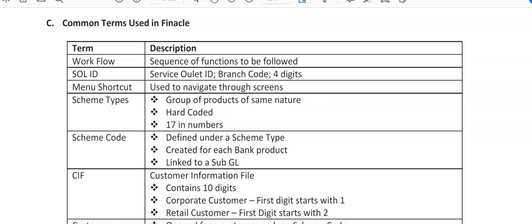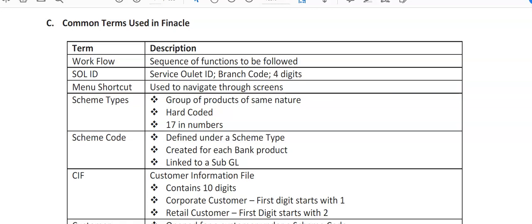KIF is customer information file. So before opening an account, we create a KIF ID. And every customer is required to have only one KIF ID in the bank. He cannot have multiple KIF IDs in a bank, right?